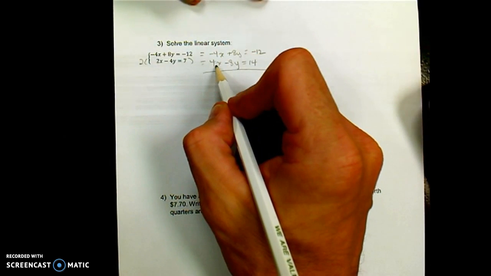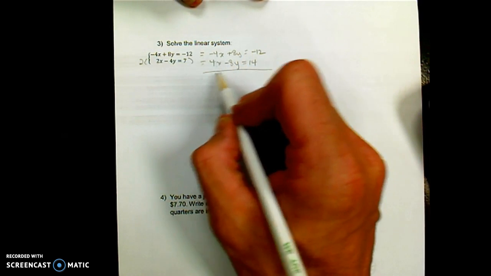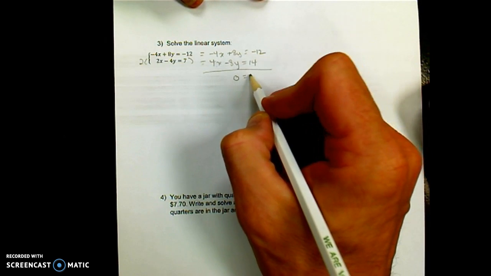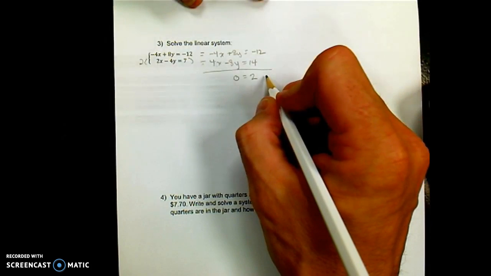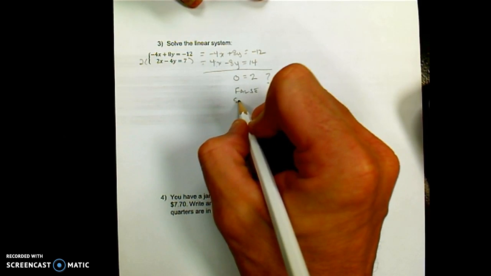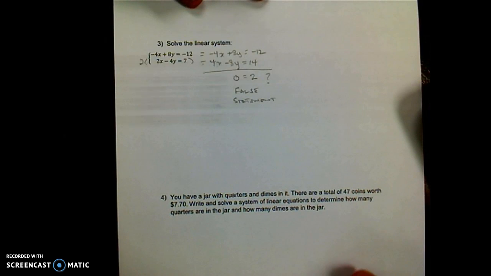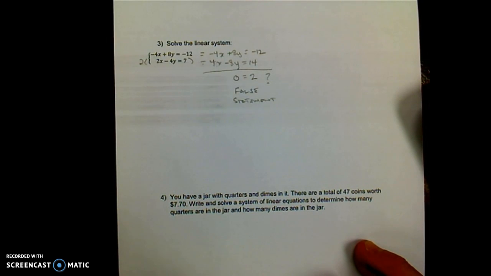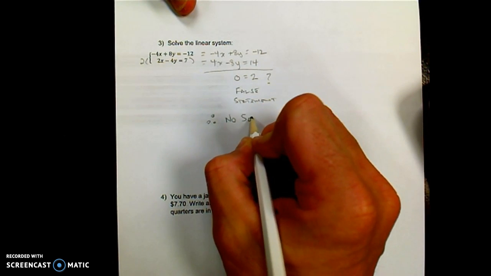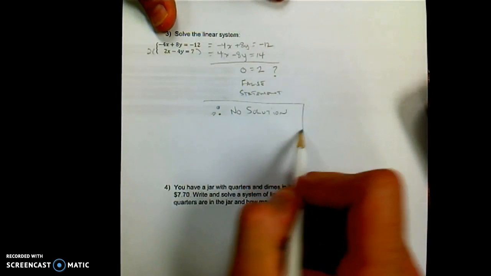Add them up. 4x minus 4x goes to 0. 8y minus 8y goes to 0. The entire left side of the equation equals 0. On the right side, negative 12 plus 14, 0 equals 2. Well, that's a false statement. 0 will never equal 2. What that tells me is there's no value of variables x and y I can substitute in that will make this a true statement. So because of that, this system has no solution.